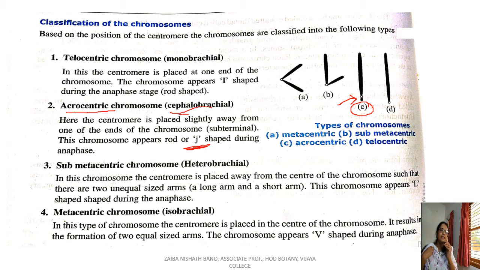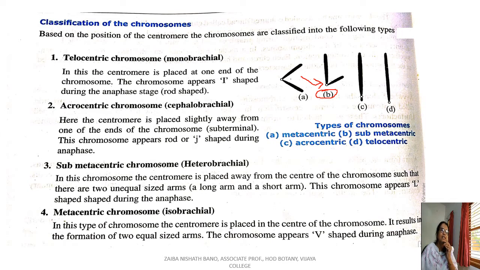The third category is the submetacentric chromosome, which is shown by the figure B. A submetacentric chromosome is called a heterobrachial chromosome. Heterobrachial means two arms which are of different lengths. Now where is the centromere placed here? The centromere or primary constriction is placed slightly away from the center of the chromosome. That's why it's called a submetacentric chromosome.